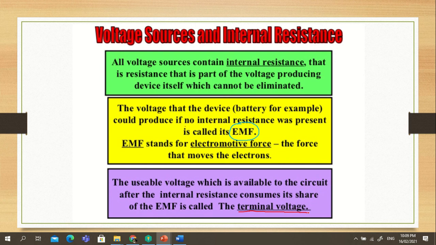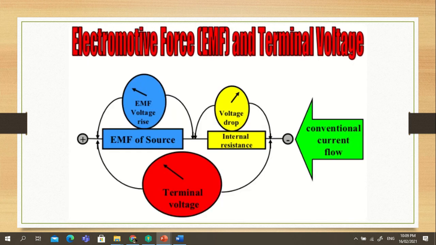Because of the internal resistance, there will be a voltage drop. So the original capacity or pressure of that battery, for example, is 100%. We call it EMF. But the voltage that will be available in the circuit will be less than that amount because of the internal resistance, which consumes or opposes the flow of the current, and there will be voltage drop across that internal resistance. That's why the voltage that is usable in the circuit is what we call the terminal voltage. So electromotive force, EMF, and the terminal voltage.